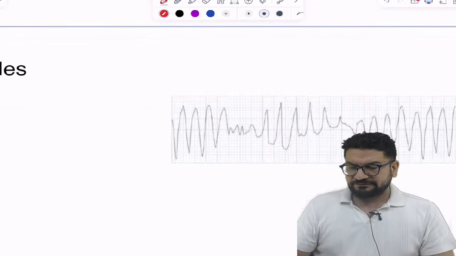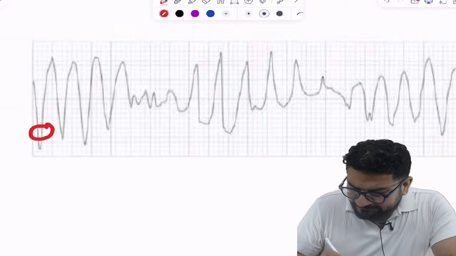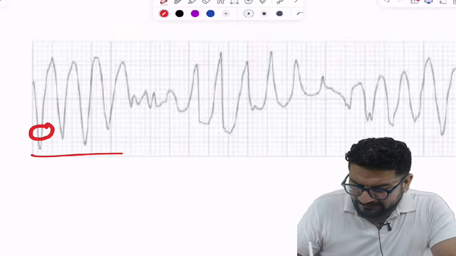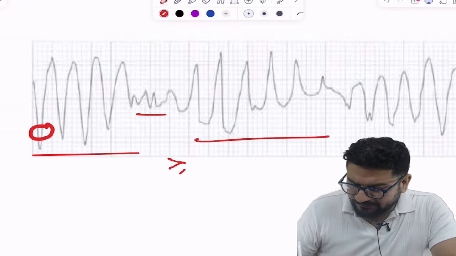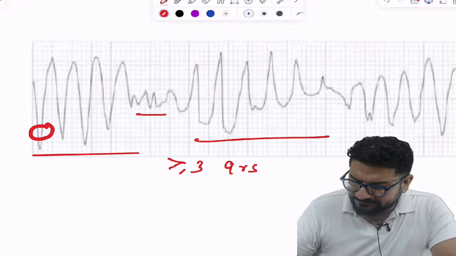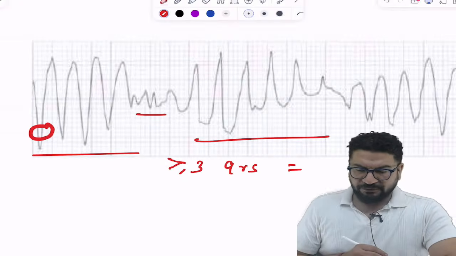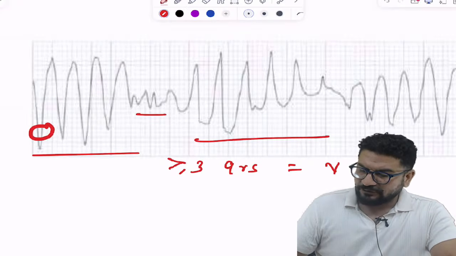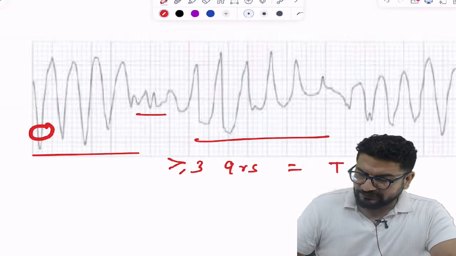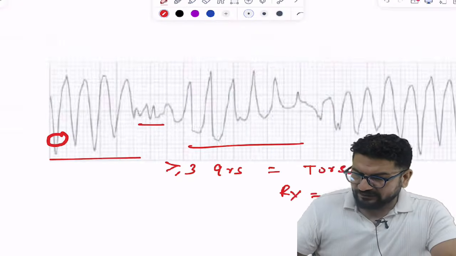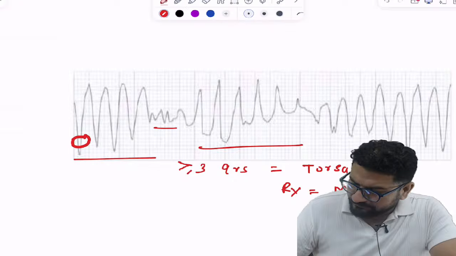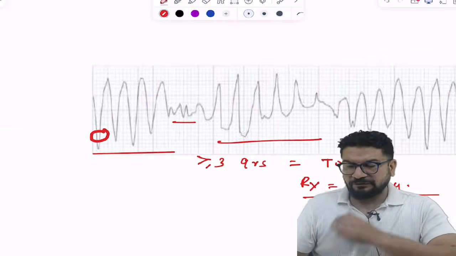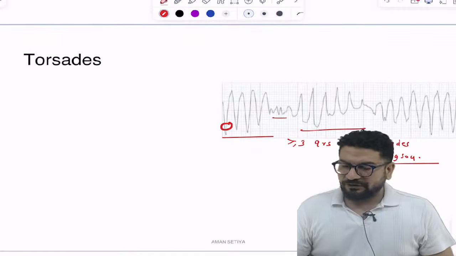Okay, now look at this. You can see a broad QRS. This is the first type of QRS. You can see this is the second type of QRS. This is the third type of QRS. And when you see more than 3 types of QRS, what do we call? We call this torsades. This is torsades. In torsades, how will you manage? In torsades, what will you give? In torsades, we give MgSO4, magnesium sulfate. So this is about the ECG of torsades de pointes.